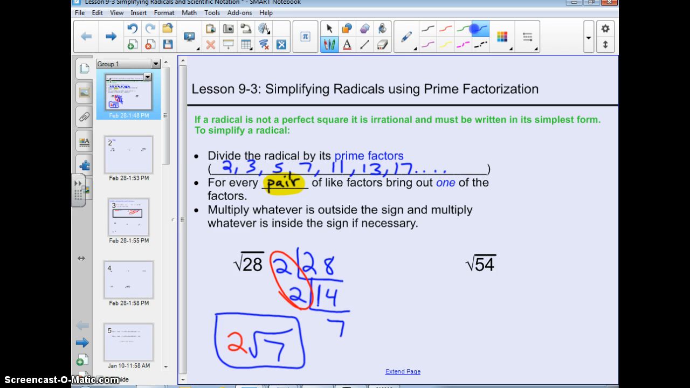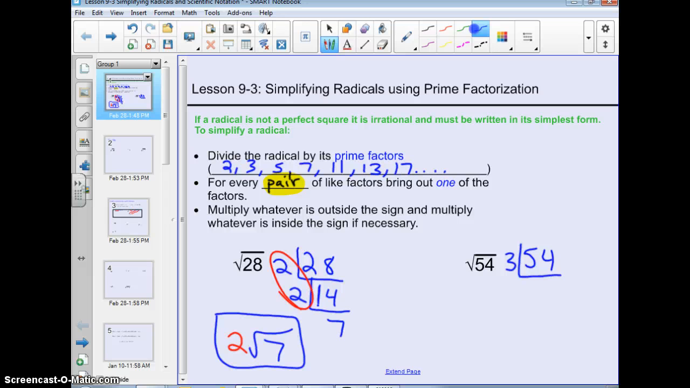All right, so that would be our answer, 2 square root of 7. So let's see if we can do square root of 54. Again, that's not a perfect square, so let's see if we can simplify this. I would take 54, and I want to divide it by one of my prime factors. There's a couple that would work here. I could divide it by 2. I could also divide it by 3. So let's divide by 3.